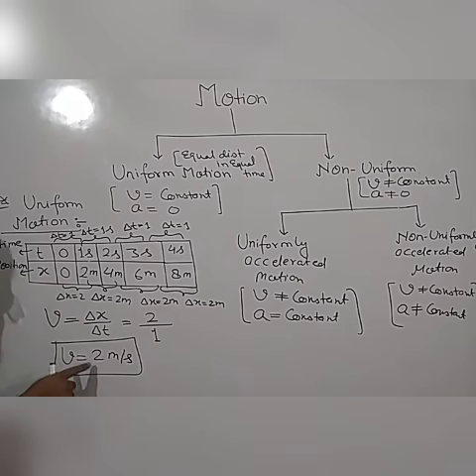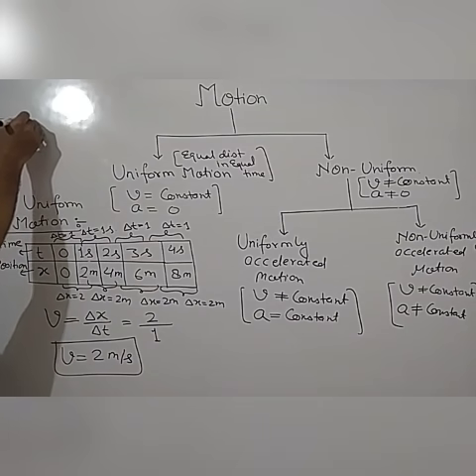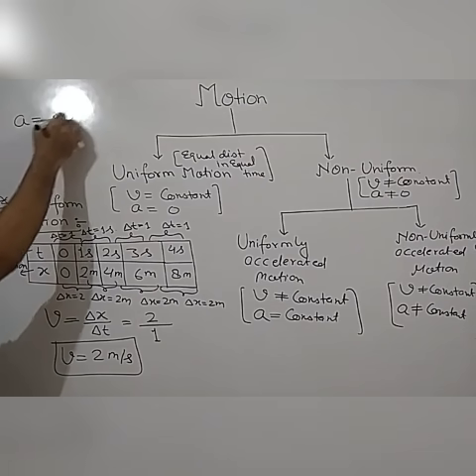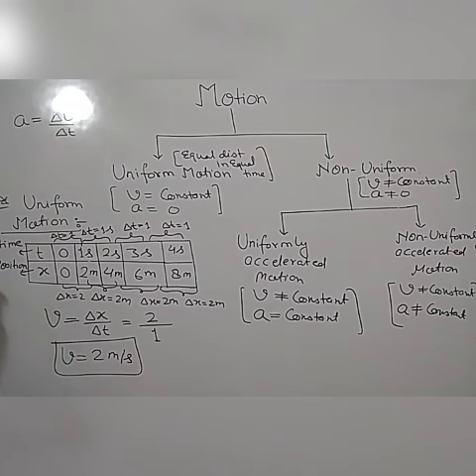Now, since velocity is constant, v is equal to 2 meter per second, we know the formula of acceleration. a is equal to delta v upon delta t. This is the formula of acceleration.